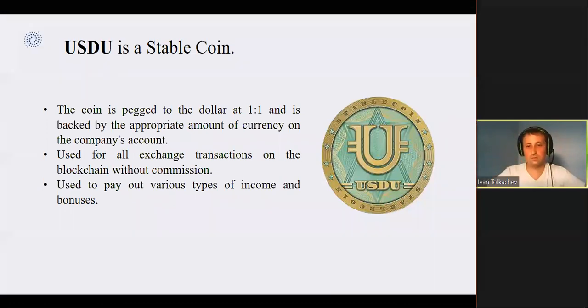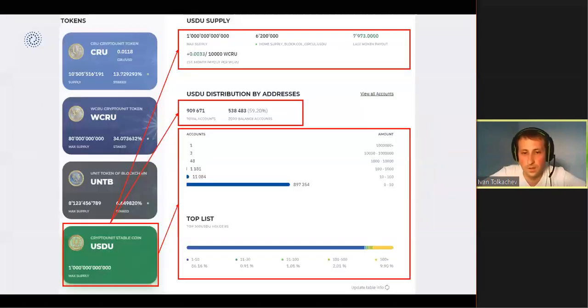USDU is a stable coin. This is a coin which is equal to US dollars one-to-one and is backed by the appropriate amount of currency. It is used for all exchange transactions on the blockchain without any commission charged, and is used to pay out various types of income and bonuses. And this token can be exchanged into US dollars, and you may use it to buy other cryptocurrencies at the exchange, including the Unitex exchange. Next slide, please.